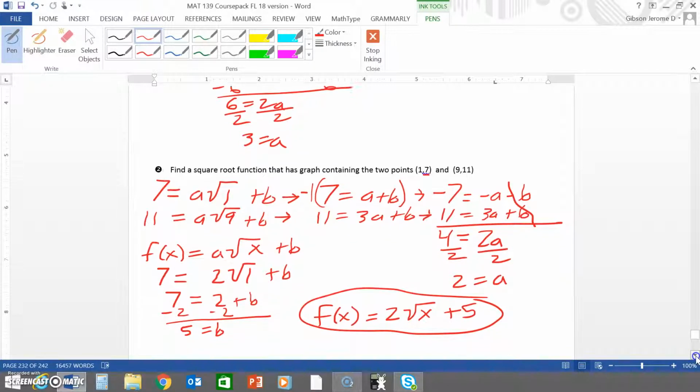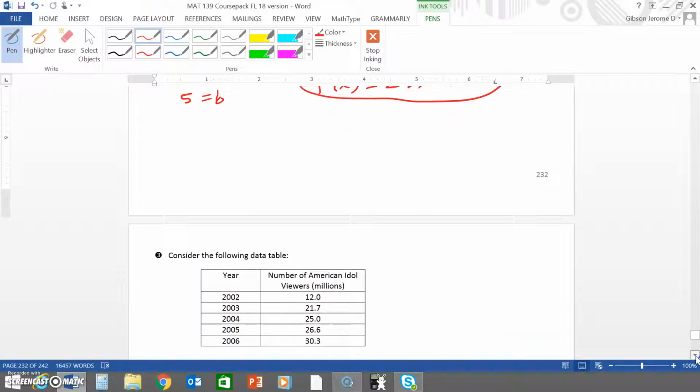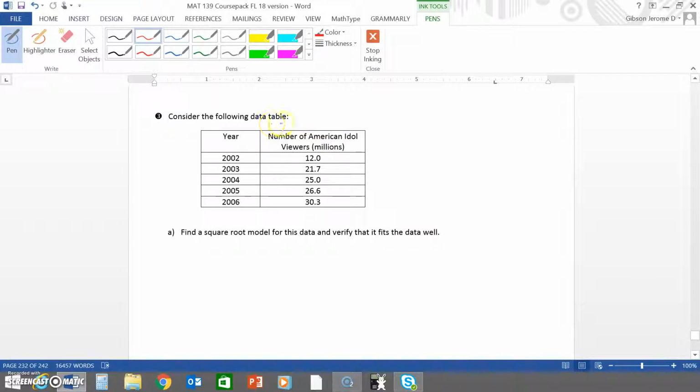Now, we move on to the next page. It says, consider the following data table. Now we have our years and the number of American Idol viewers. For A it says, find a square root model for this data and verify that it fits the data well. We're going to assume that everything is since 2000, even though it's not stated here. So we're going to make this T, which would be 2, 3, 4, 5, and 6 to reflect years since 2000.